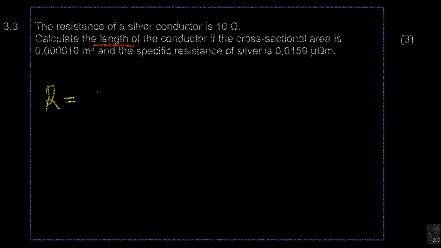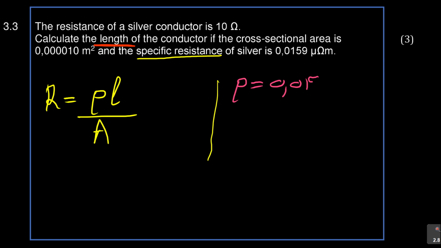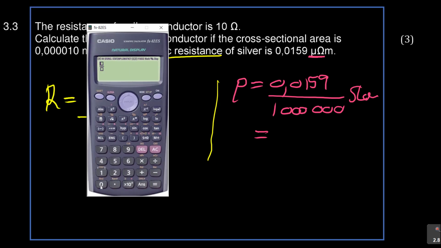R is rho L over A. Now you know rho is the specific resistance. So if we write that part, specific resistance rho is 0,0159. Now look at this though, they say micro-ohm. When they say micro, I say divide by what? By a million. 1, 2, 3, 4, 5, 6. Then it will be ohm meter. Let's divide that by a million. Those are the things that you need to be very sensitive of.